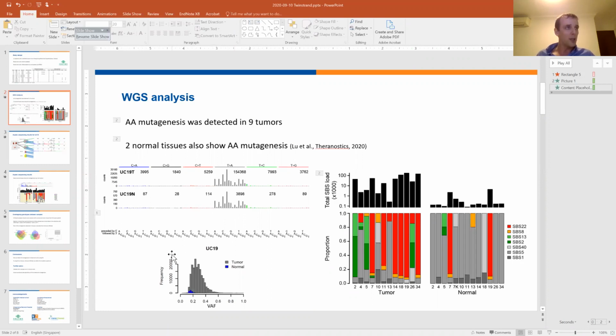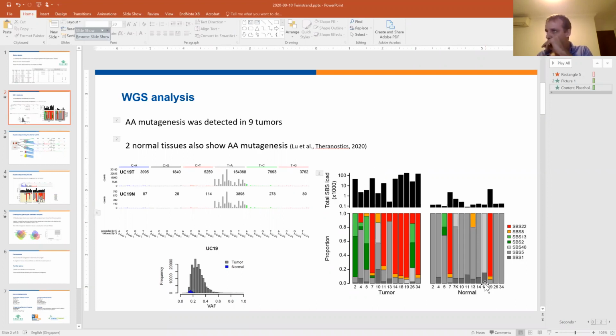If we look at the variant allele frequencies of these mutations, we see that the mutations in gray in the tumor are quite a bit higher than the blue mutations in the normal. So that shows that these mutations we detect in the normal are actually very small patches, small clones, in normal urothelial tissue.